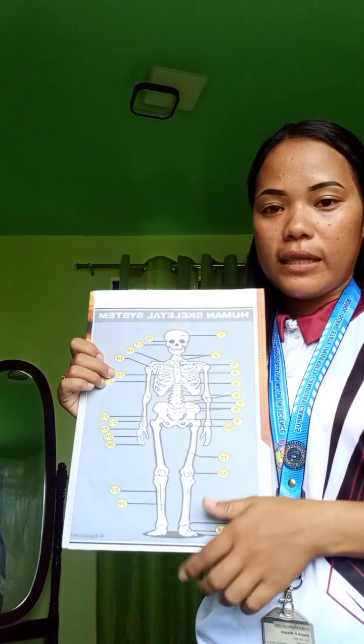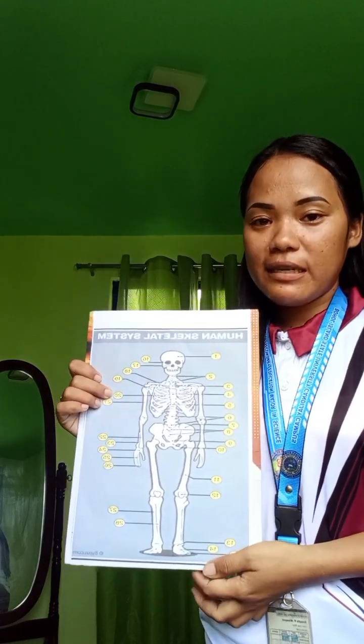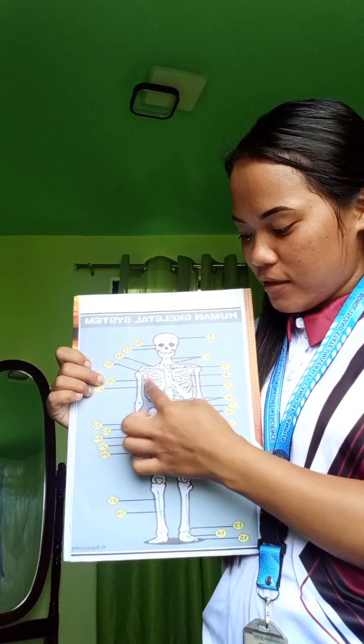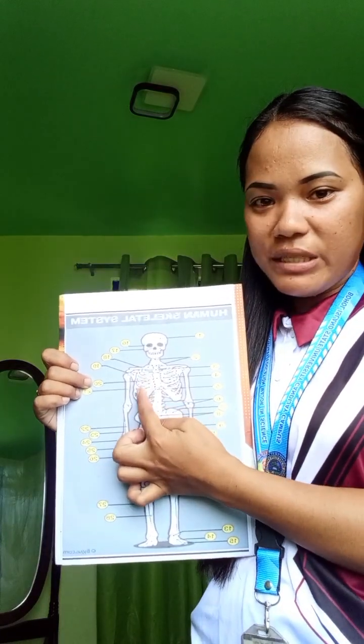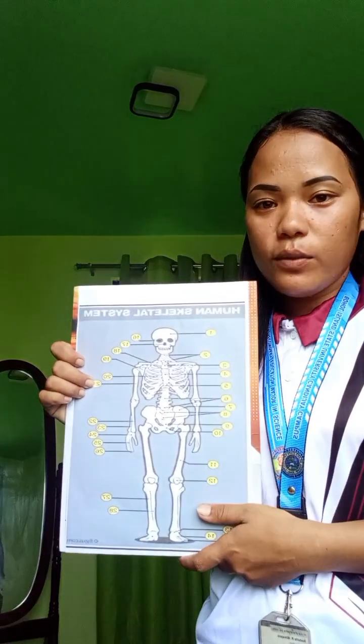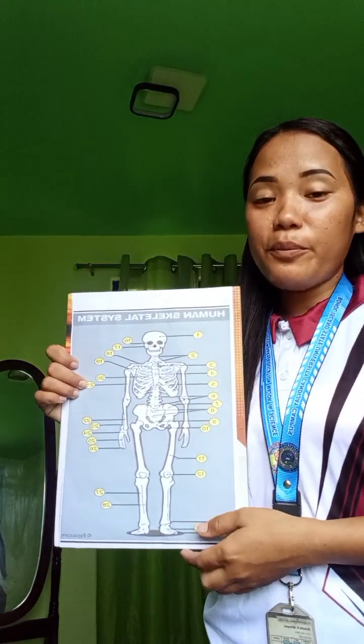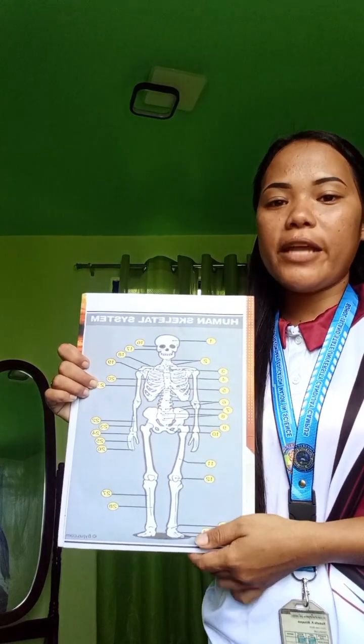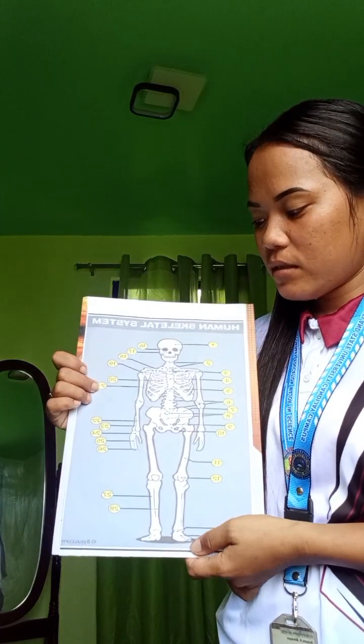Next is the label 20, which is the ribs, which protect the heart and the lungs. So this part is the ribs. Then, the label 21, which is the humerus, the upper arm bone, which allows for a wide range of arm movement.